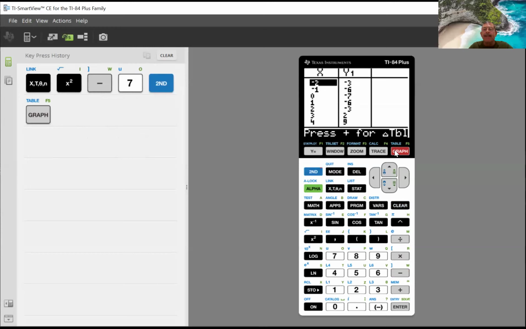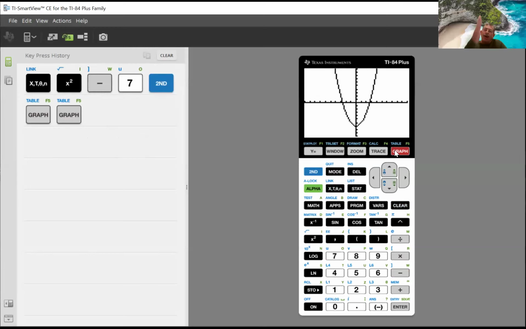So let's graph it and see what our graph will look like. So it's opening up. This looks like it got shifted down a little bit, okay? And we'll learn about that kind of stuff later in life. How to shift them around.